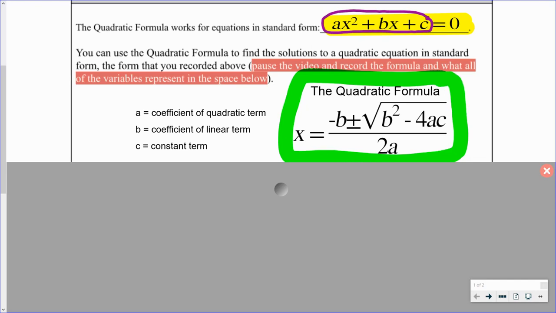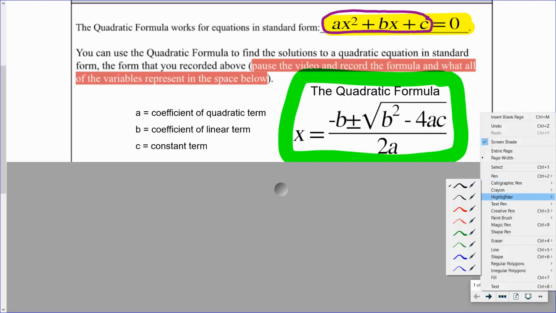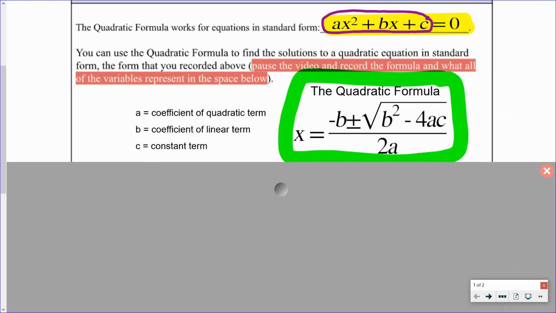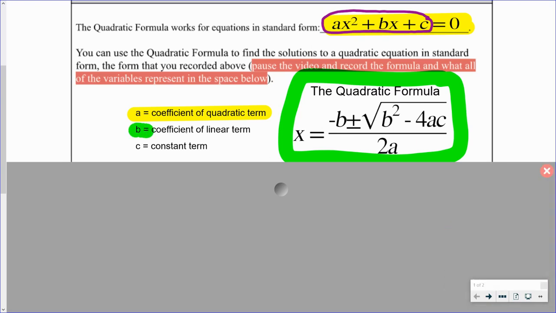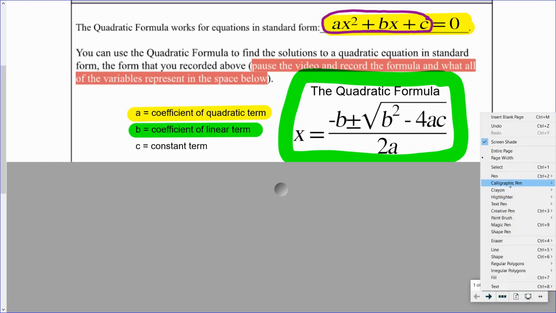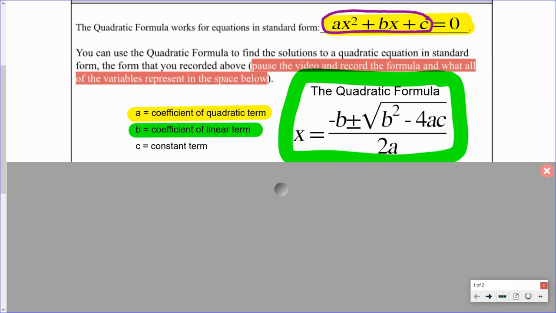And you'll notice that there's a combination of variables and constant values in there. So you see A's, B's, and C's. The A value is the coefficient of the quadratic term. The B value is the coefficient of the linear term. And the C value that you see in the formula is the coefficient of the constant term.